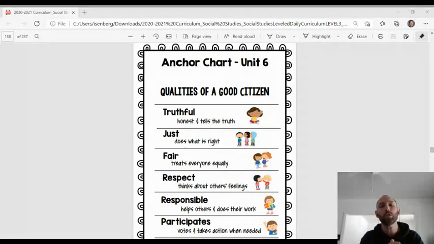First, all good citizens should be truthful. That means you're telling the truth, you're being honest. Second, we should be just. That means if you are someone who is just, you do the right thing. The third one is fair. So we want to treat everybody the same way.